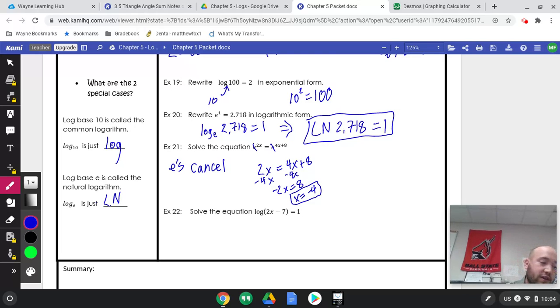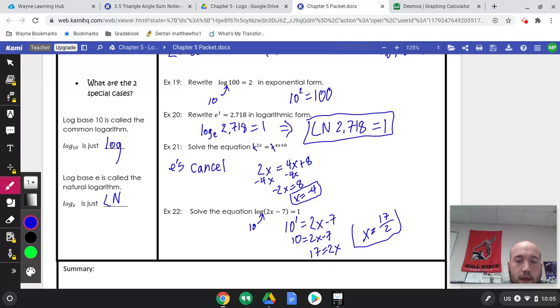Okay, and our final one here, right here, it's just log. So we could have a 10 there. Now base stays base, so 10, the other two switcheroo, 10 to the first equals 2x minus 7. So 10 will equal 2x minus 7. We'll add the 7 over, we'll get 17 equals 2x. We divide by 2, and we get x equals 17 over 2 as our final answer. Okay.